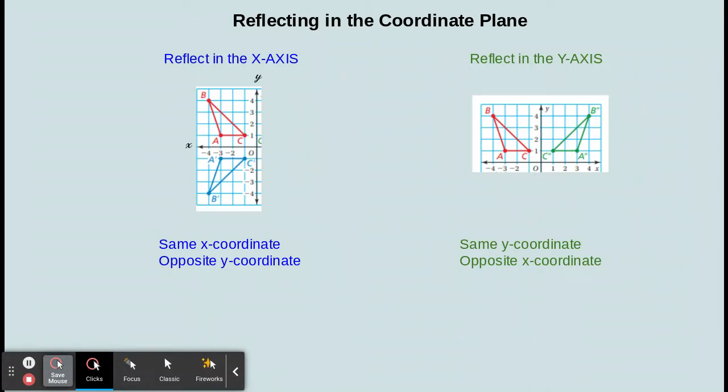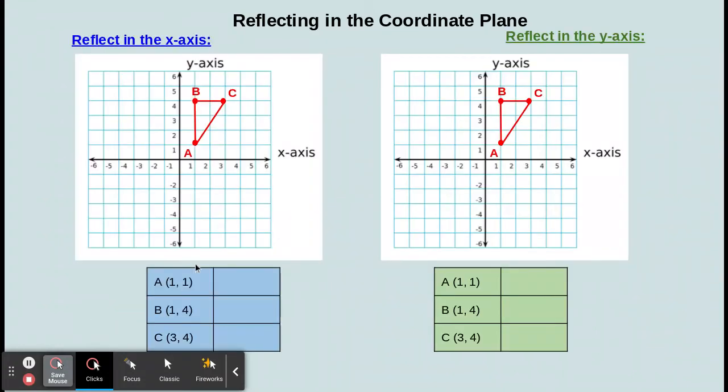Now, the same is true when we reflect in the y-axis. We are flipping across the y-axis, and the y-axis is our line of reflection. We will have the same y values, but our x values will be the opposite. So let's do an example so that we can see that.